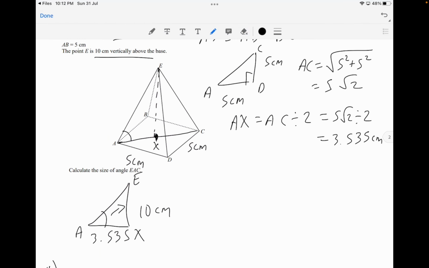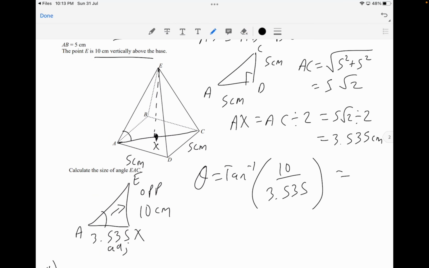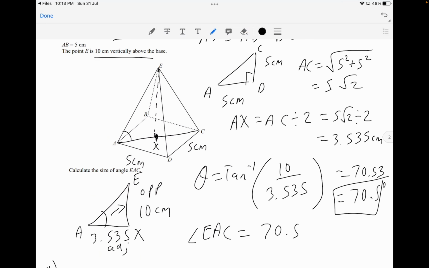So once you do that, you have the opposite and you have the adjacent. You're just going to use tan theta again in this case, where theta is equal to tan inverse of the opposite 10 divided by the adjacent 3.535. Once you do that, you have tan inverse of 10 divided by 3.535, which should give a value of about 70.53. We're going to round it off to one decimal place, so that's about 70.5 degrees. This is going to be your answer. So your theta angle, which we're going to call angle EAC, is equivalent to 70.5 degrees.